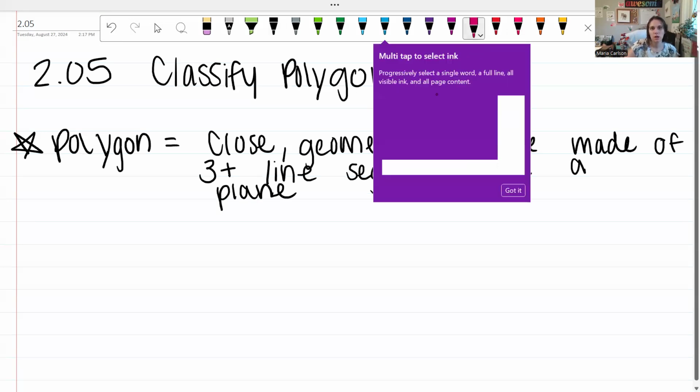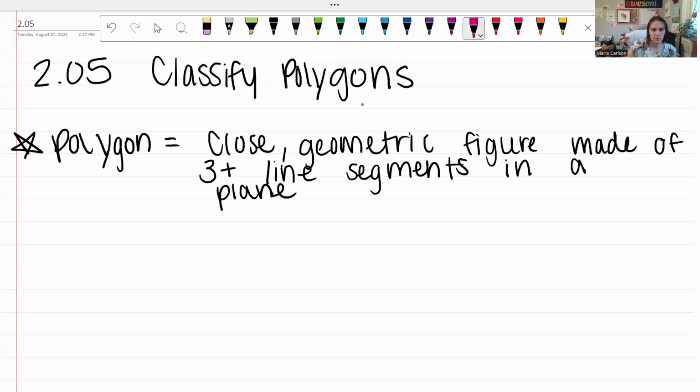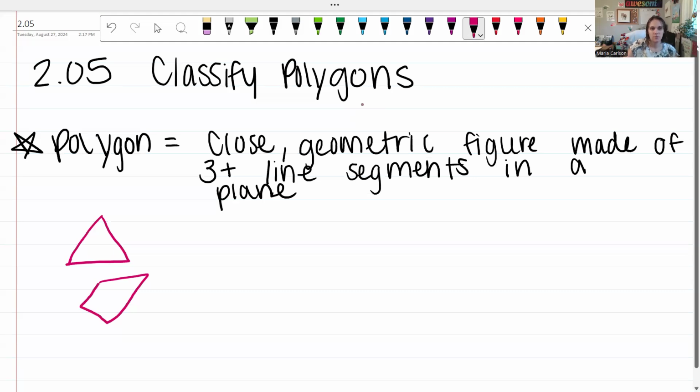So polygons, maybe we have just a triangle or a quadrilateral. Here, I'm going to draw this quadrilateral. Here's my quadrilateral. Maybe a pentagon, except my pentagon is going to be kind of different. Here's my pentagon. That's five sides, but it doesn't look like a pentagon like you'd think. You would think of a regular pentagon, probably.